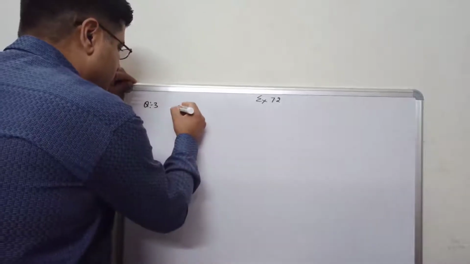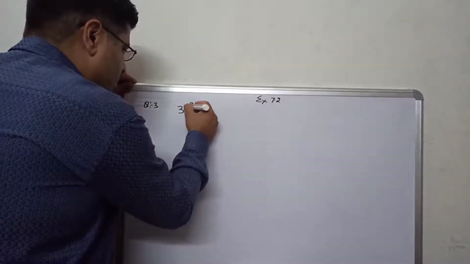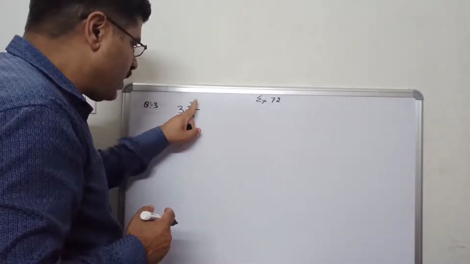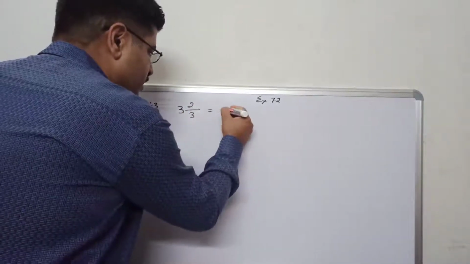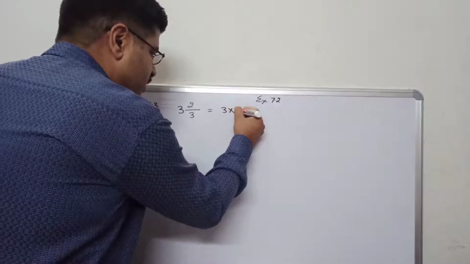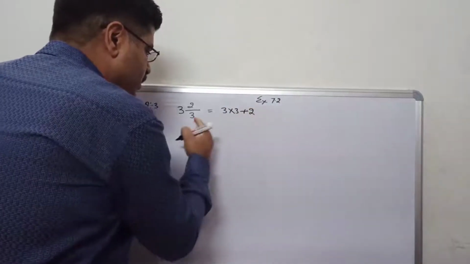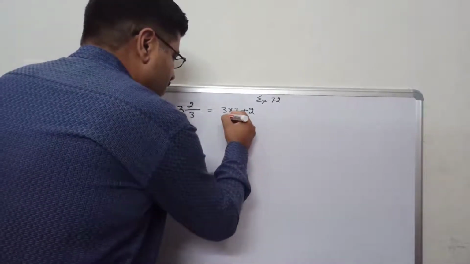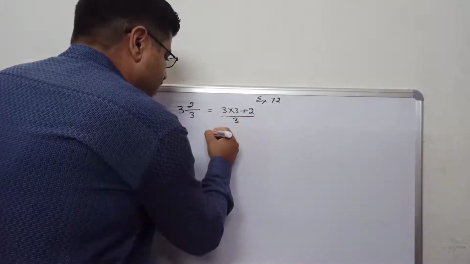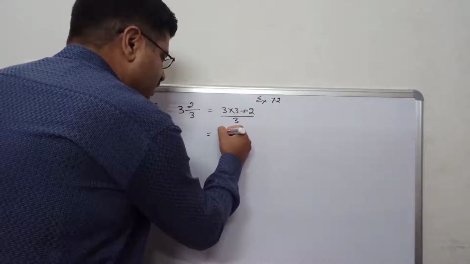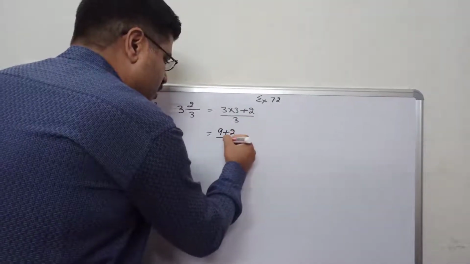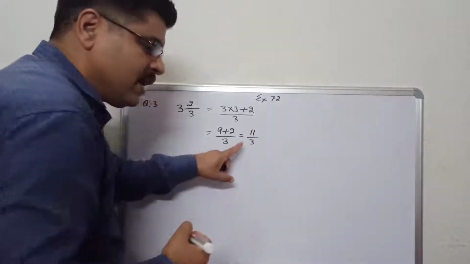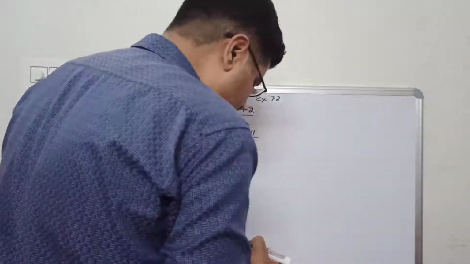Let us take the first part, 3 whole 2 by 3. Now in this case, the question is of the form Q R upon D. So it will be equal to 3 into 3 plus 2 divided by 3. 3 3s are 9, 9 plus 2 upon 3, that is equal to 11 upon 3. Now this 11 upon 3 is an improper fraction.